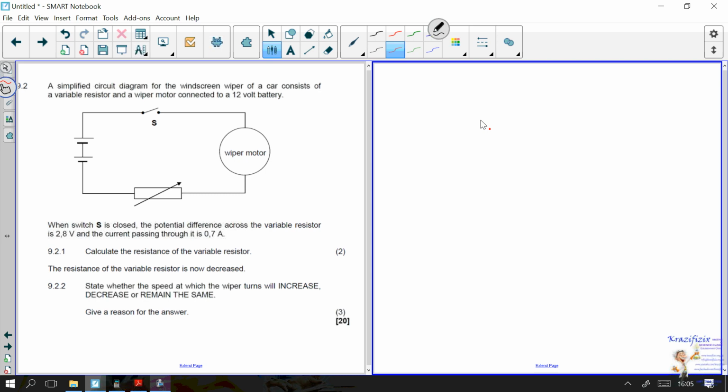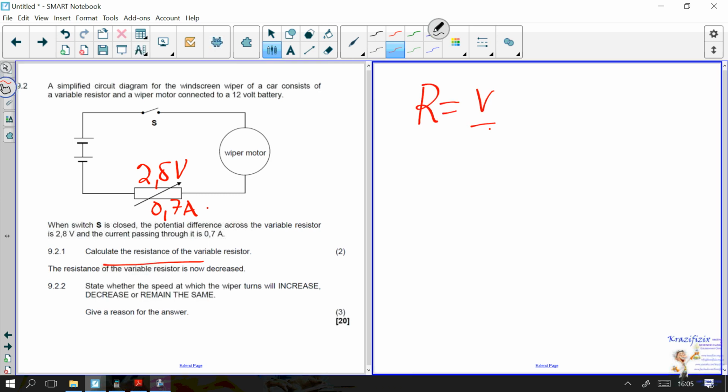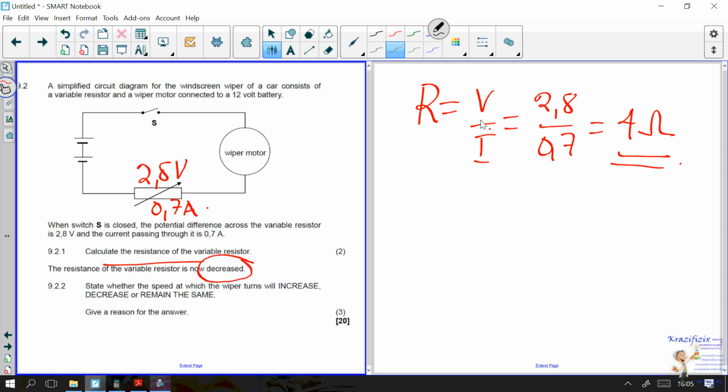Like what we did earlier on, 2.8 volts, 0.7 amps, resistance R. What is my R? 2.8 over 0.7, that's 4 ohms, and we're done. The resistance of the variable resistor is now decreased. State whether the speed at which the wiper turns will increase, decrease, or remain the same. Give a reason for your answer. What do we need to do here? Or how do we deal with this?